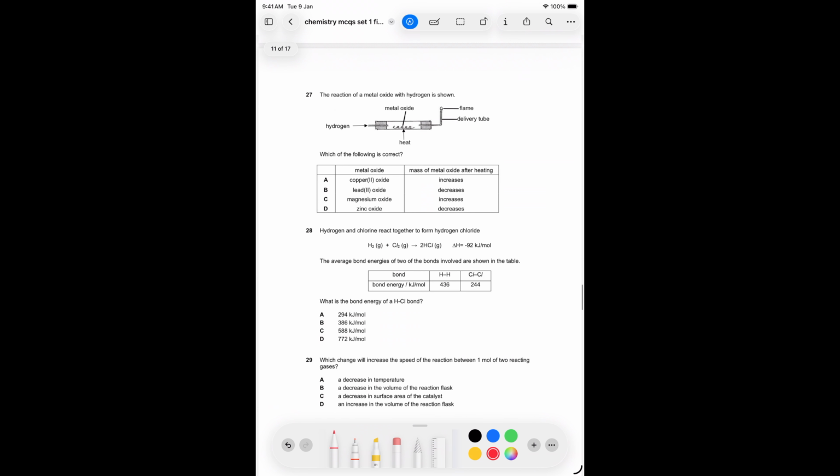Question 27. The reaction of a metal oxide with hydrogen. So this is under the reactivity series, your metal.